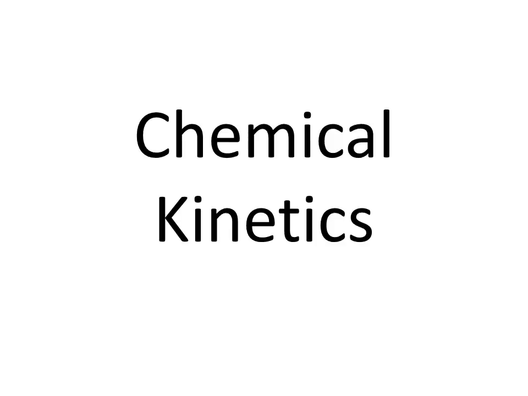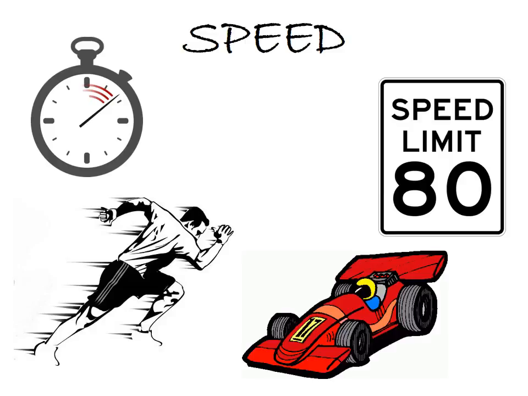We're going to start our unit on chemical kinetics. Kinetics refers to the rate or speed of a process. And so normally about speed, we think about how fast a runner runs or how fast a car moves. And so in that sense, speed relates to the distance traveled per unit time.